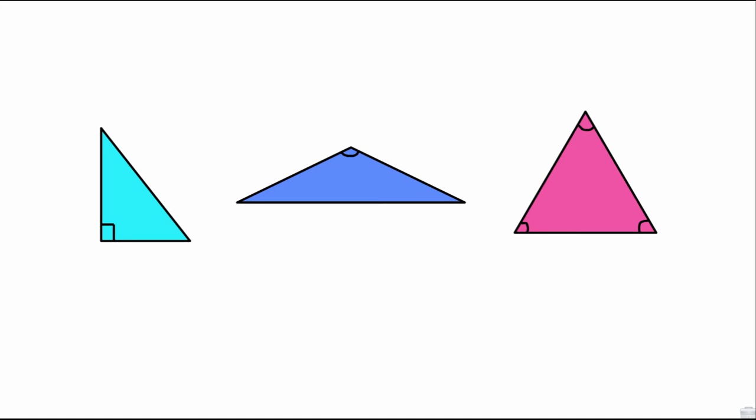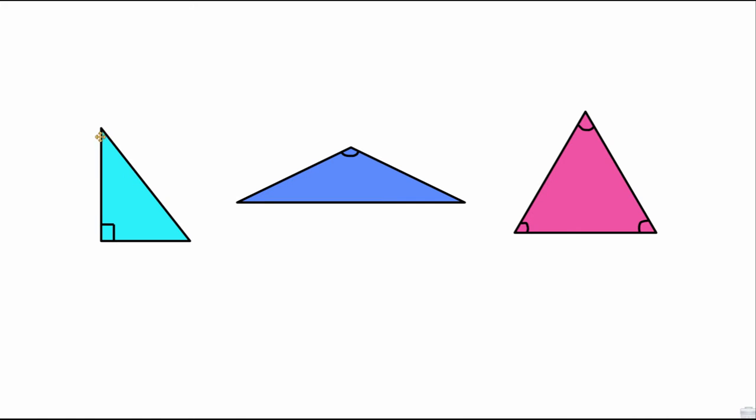Alright, so in this video, we're going to be talking about classifying triangles, but this time by their sides. If we look here, we have three triangles that look familiar from the last video. This was our right triangle, this was our obtuse triangle, and this was our acute triangle. So we can classify them by their angles, which we know how to do, but we can also classify them by the lengths of their sides.